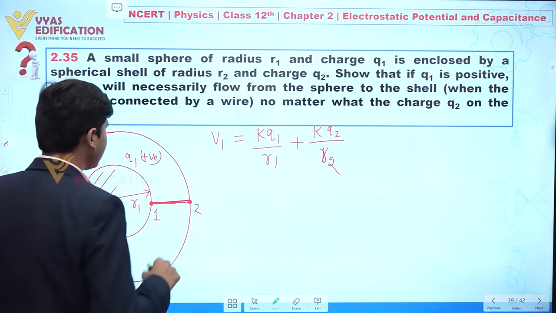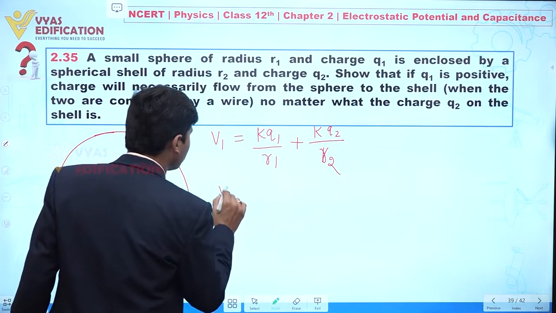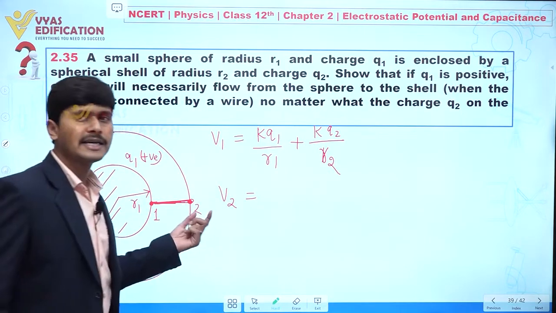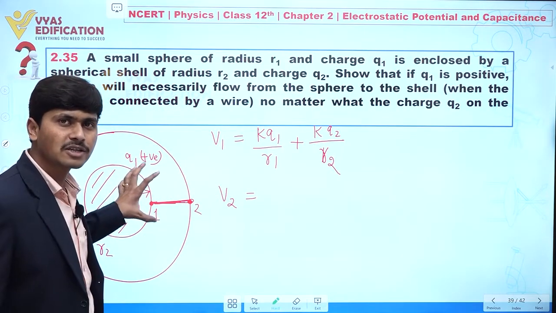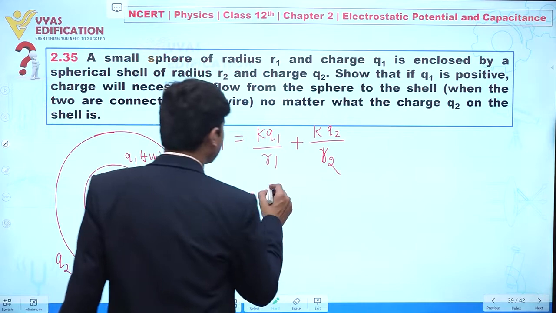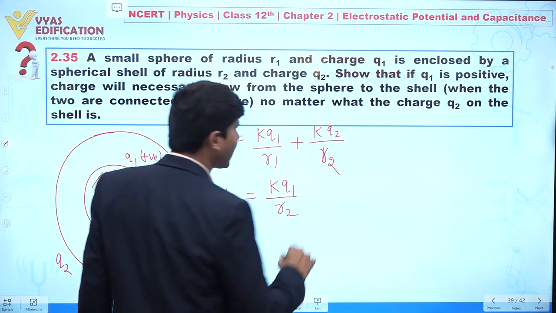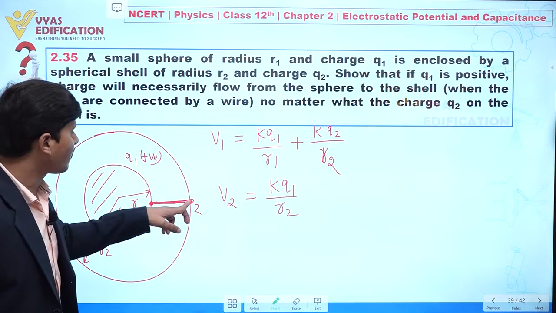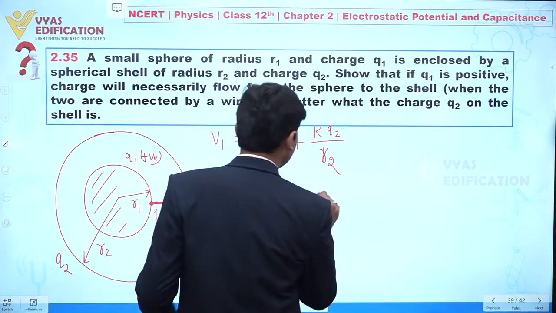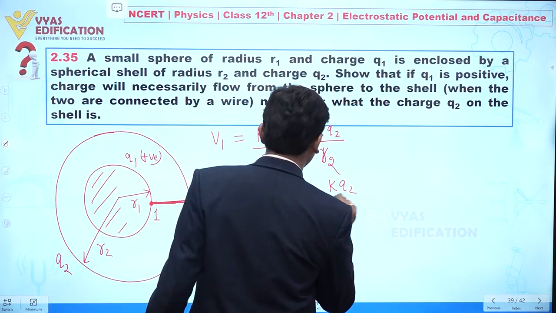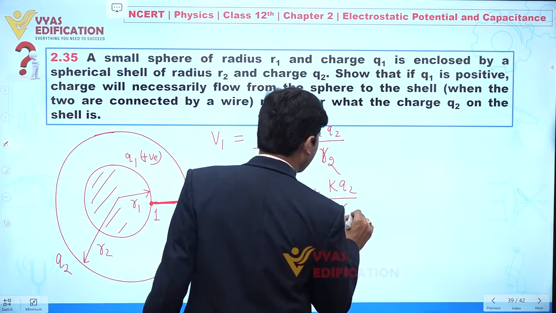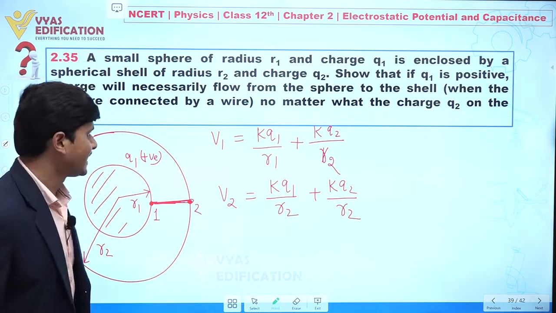Now let's calculate the potential at 2. This point is outside the solid sphere, so we can write the potential due to it as K Q1 divided by R2. And due to the spherical shell, it is K Q2 divided by R2. Clear everyone?